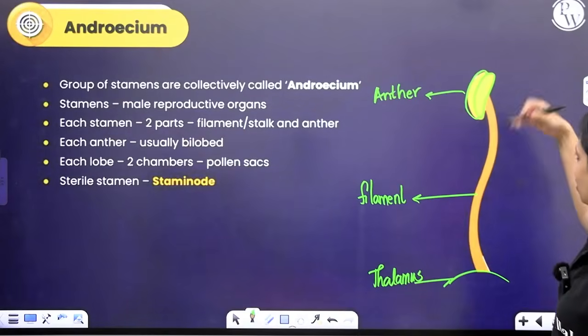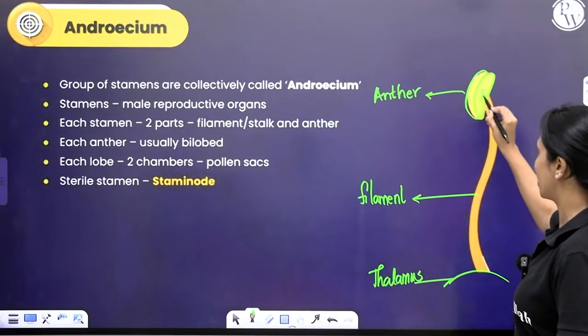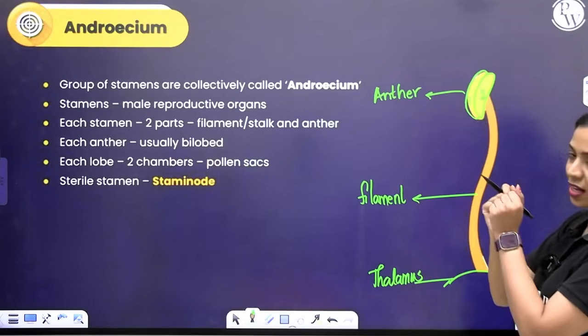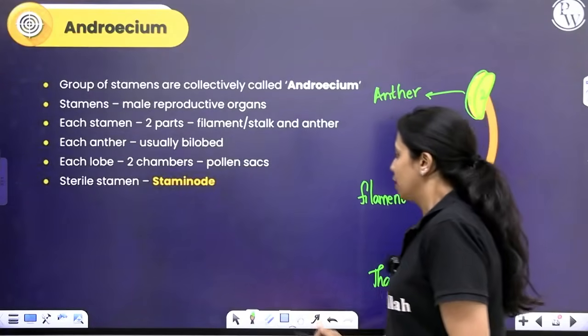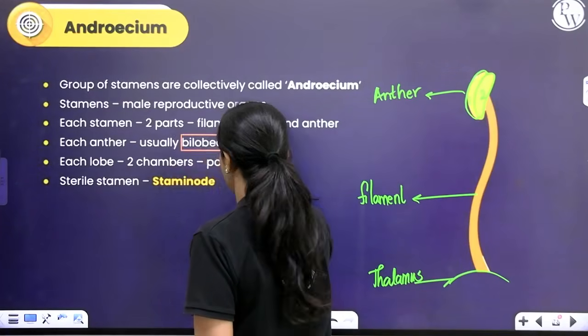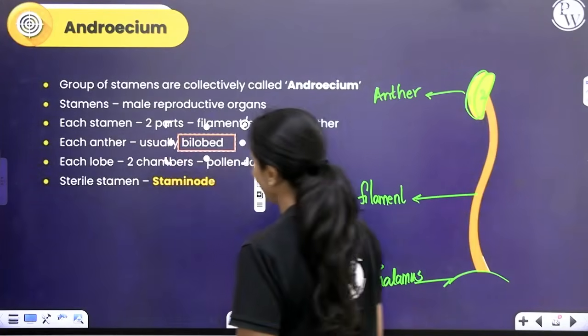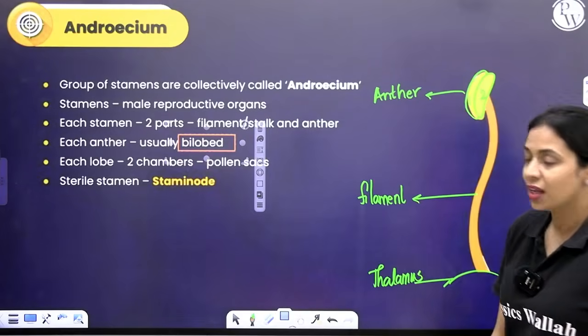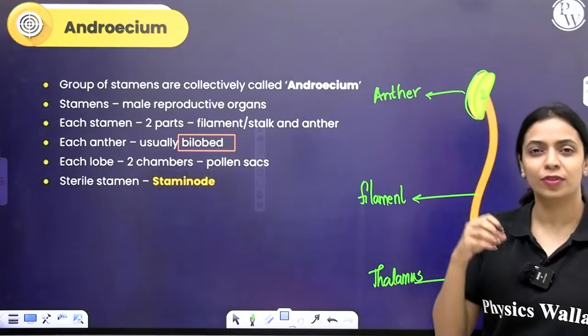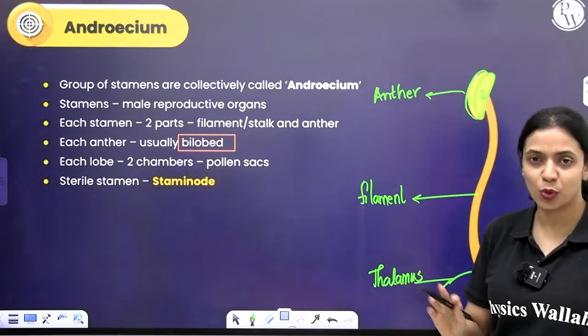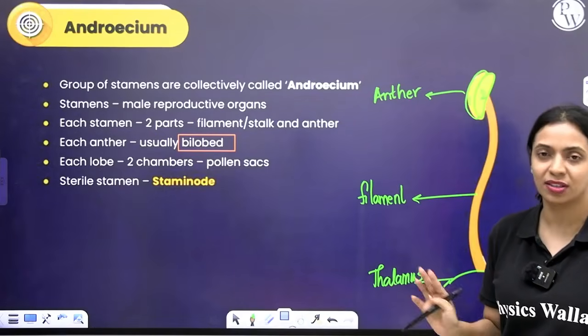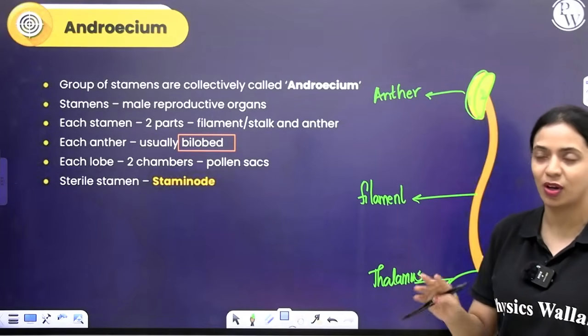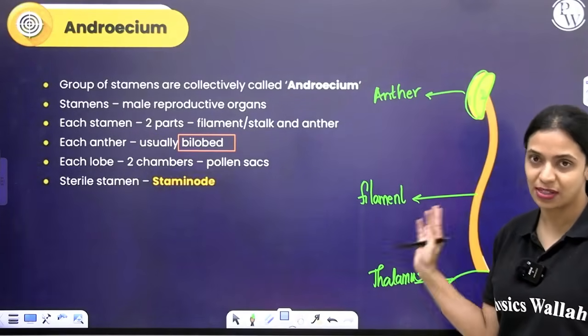Okay. Generally, this anther will have 2 lobes, as you can see here, 1 and 2 lobes, they are held together. Because it has 2 lobes, we say that the anther is bilobed. In each lobe, you will have 2 pollen chambers within which pollen grains are produced. More about this you'll learn in the chapter Sexual Reproduction in Flowering Plants. For now, just remember the parts of the stamen.